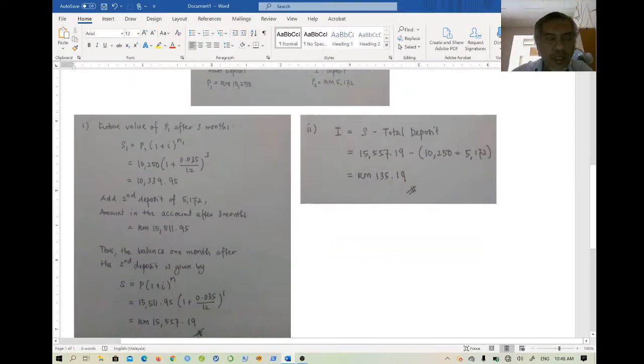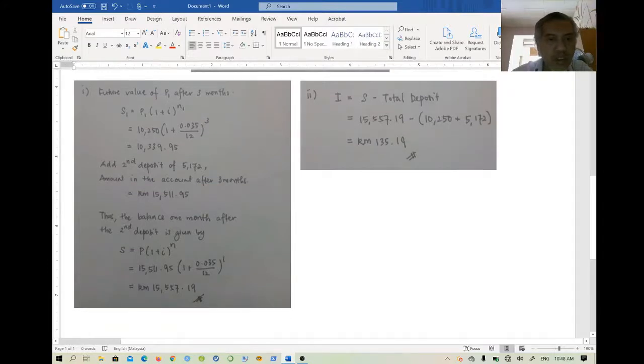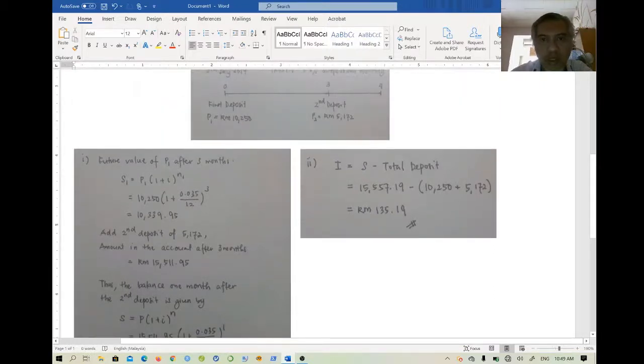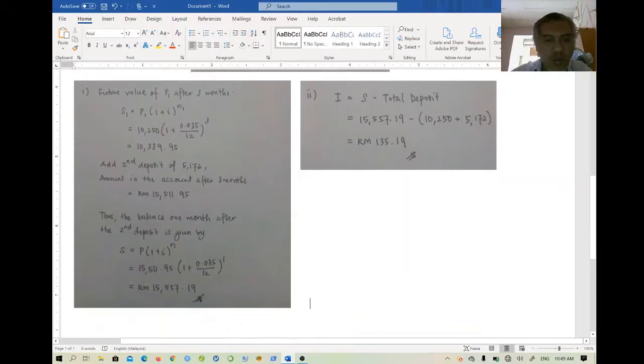In order to find the value after 1 month of the second deposit, you're going to use the same formula that we have used just now. So S is equal to P(1 plus i) to the power of n. However, in this case, the P will be replaced with the current amount in the account, that is 15,511 ringgit and 95 cents. And then the rest of the other items are the same. So you have 1 plus 0.035 divided by 12 to the power of 1. Why 1, not 4? Because the duration from 3 to 4 is only 1 month. So to the power of 1 month, right?